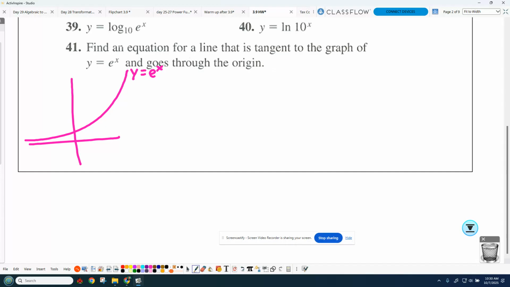Those of you who can just jump right in and brute force through, cool, and my brain doesn't work that way, I need a picture. So I have e to the x, and I have a tangent line that hits the curve here, wherever that is.